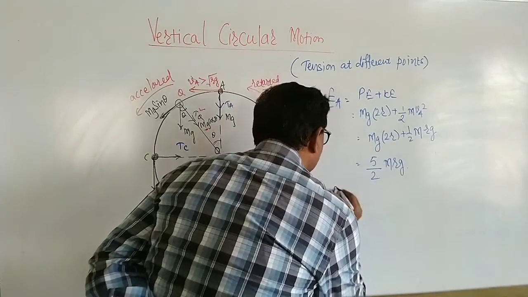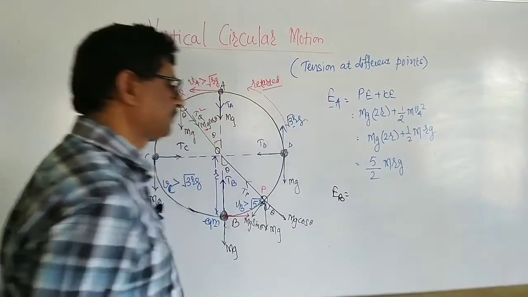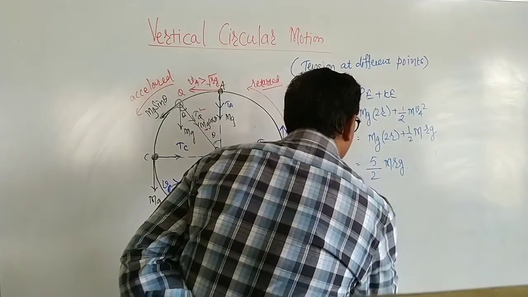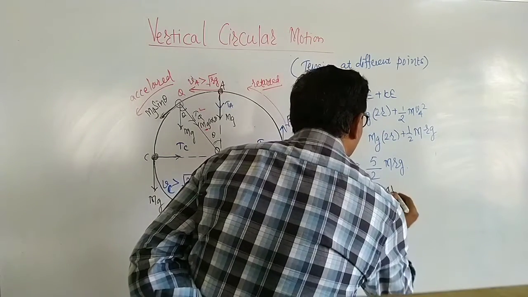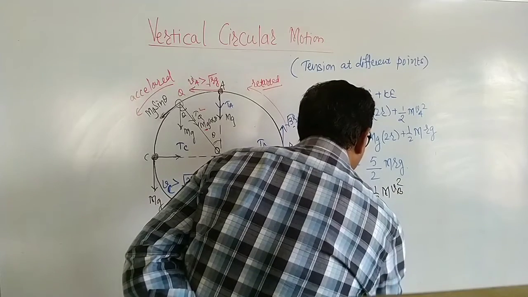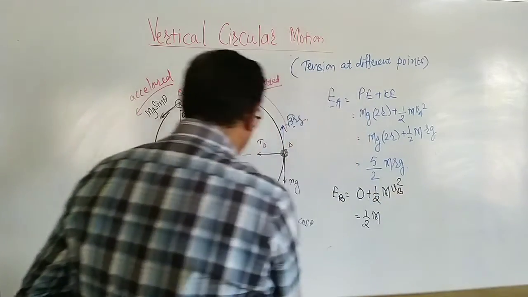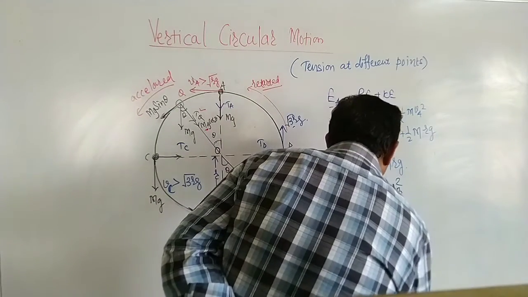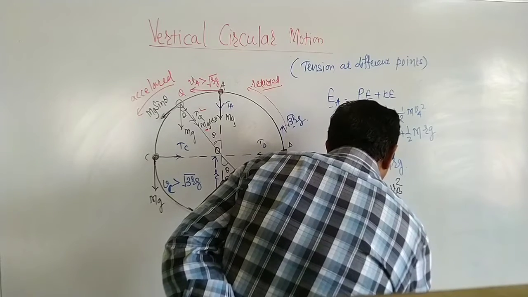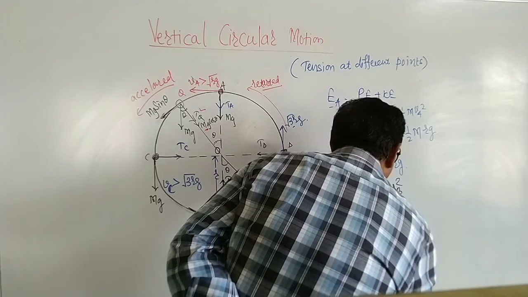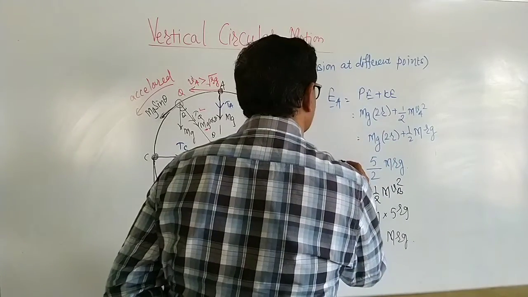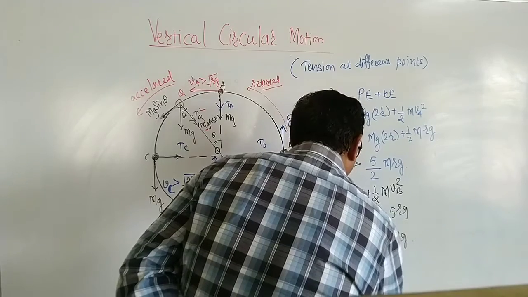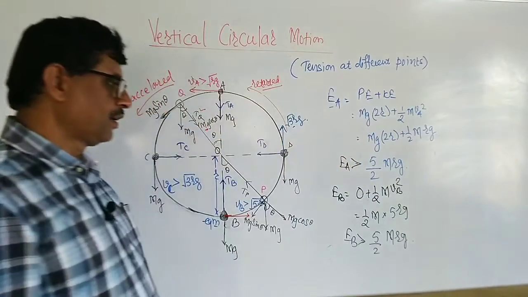Similarly, the total energy at position B: at B, the potential energy is 0. The kinetic energy is half m vb square. It is equal to half of m into vb square, where the minimum velocity should be root of 5rg. Therefore, the total energy at the bottom position should be greater than 5 by 2 mrg. The total energy at the top should be greater than 5 by 2 mrg. At the bottom, the velocity should also be greater than root of 5rg.